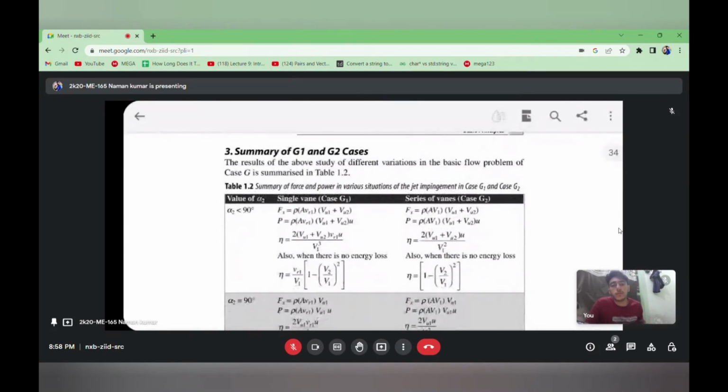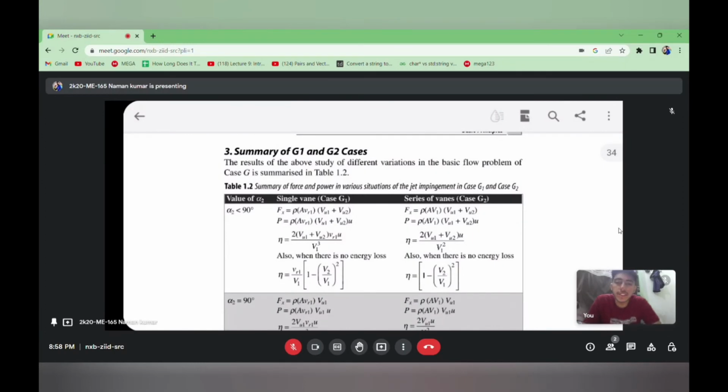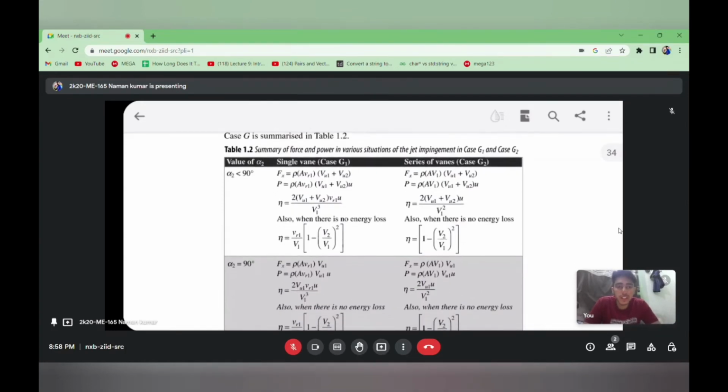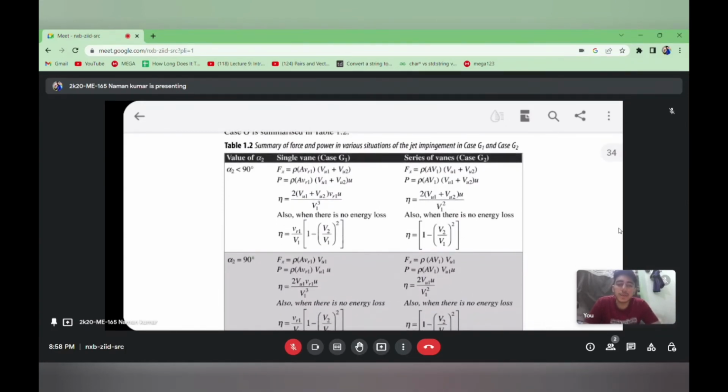Summary. So we have earlier the two cases G1 and G2. G1 is when the water hits the vane tangentially, but there is no series of vanes. In case of G2, there are series of vanes. So here in our expressions, you can see the similarities and dissimilarities. We can see that in case of G1, the force Fx comes out to be rho into A times VR1 multiplied by (VU1 plus VU2). And in case of series of vanes, we just take the total discharge. So therefore we use A times V1.